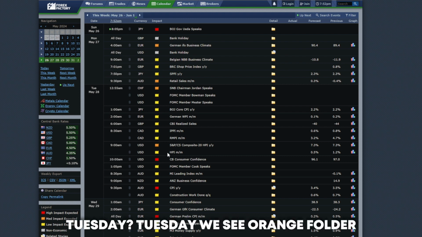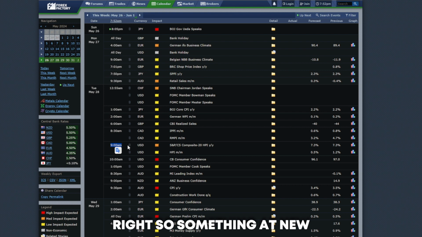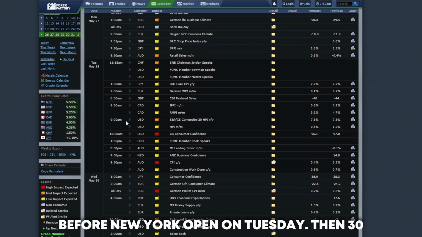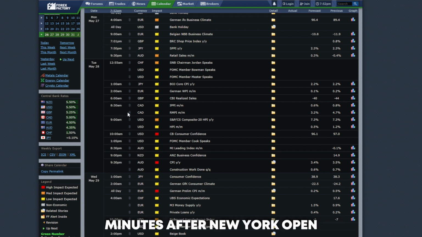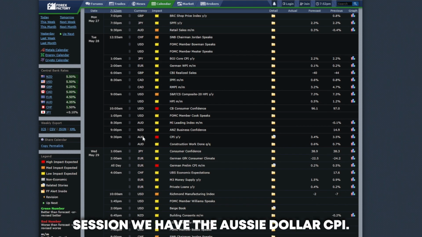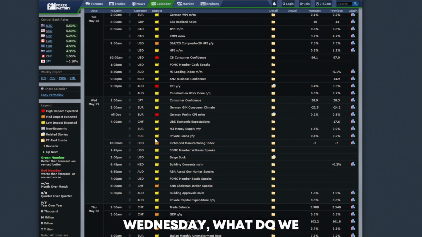Tuesday, what do we see Tuesday? Tuesday, we see orange folder, right? So something half an hour right before New York Open on Tuesday. Then 30 minutes after New York Open, we have CB Consumer Confidence, red folder on USD. Then during Asian session, we have the Aussie dollar, CPI. Wednesday, what do we see Wednesday? Wednesday, we see red folder for Euro all day.